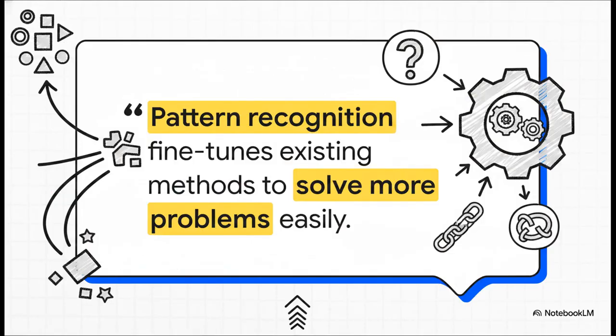As our source material beautifully points out, with pattern recognition, we can fine-tune existing methods to solve more problems easily and significantly reduce the time needed for seeking new methods. This is what's known as a bottom-up approach. You're basically identifying similar, smaller issues, grouping them all together, and creating one unified solution to tackle a much larger problem. It makes programming incredibly fast, and honestly, a lot less of a headache.